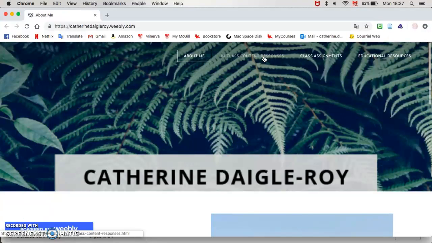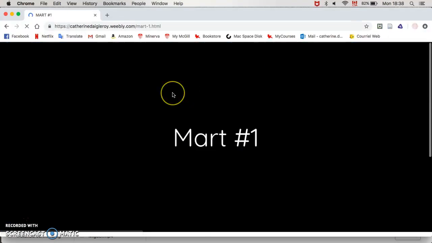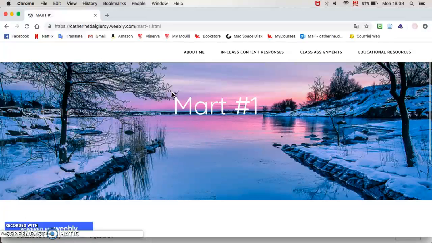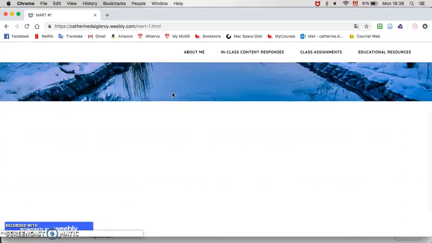In there I'll put responses that we write in class, but we didn't get to do one yet, so we're probably going to do one on Wednesday, so this is where I'm going to put it. Then we have class assignments. The first one that I put up is the Mark number 1, right here.